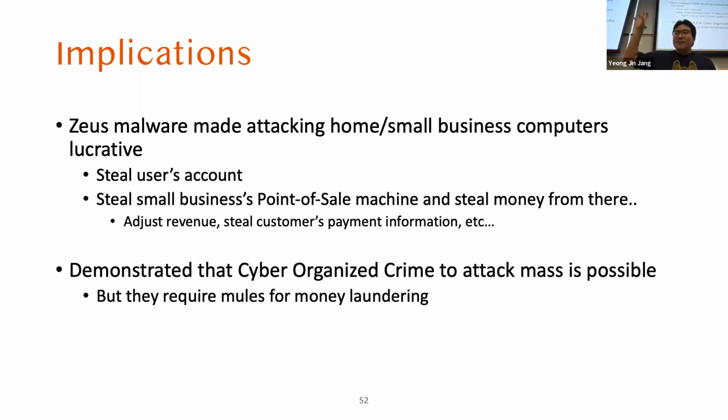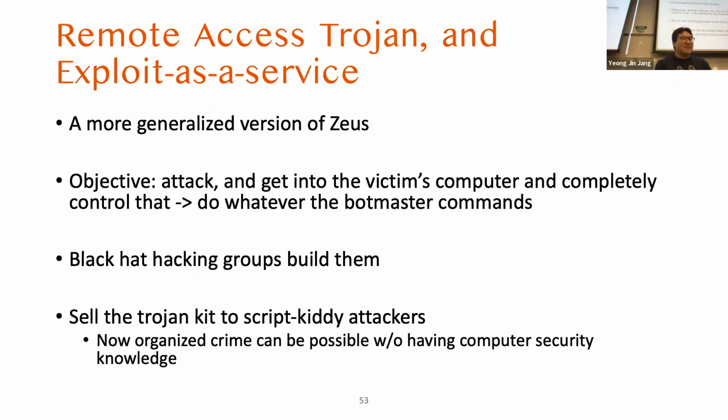So it requires exploit writers and the money laundering service. And then the next level of the malware is the so-called remote access Trojan. Another name for this kind of thing is "exploit as a service." Remote access Trojan, often called a RAT, is a more generalized version of Juice. Juice is specifically coded for stealing credit card information, but the RAT is coded to do a more general job.